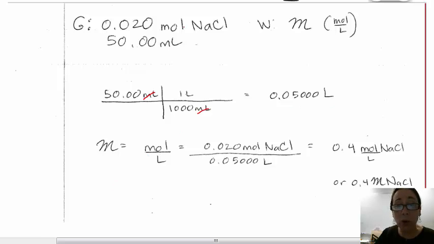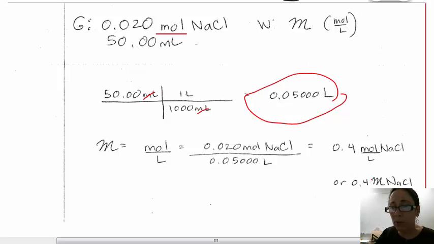Now I have moles, and now I have liters, and I can solve for molarity, which is moles of solute per liters of solution. When I plug these values into my calculator, I get 0.4. It's not exactly right. I want correct sig figs. It would be 2 sig figs since this value has 2 sig figs, and when we divide and multiply, we use the value that has the least sig figs to determine how many sig figs our final answer should have. And then my units are going to be either moles per liter or molarity.